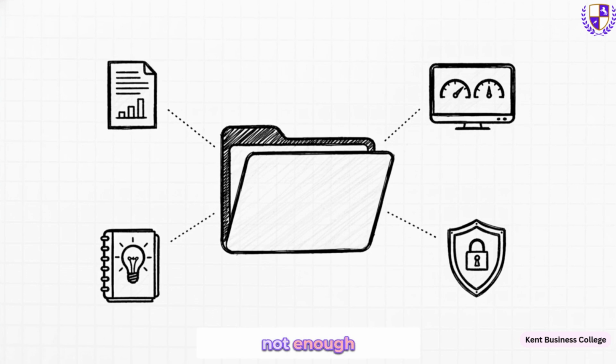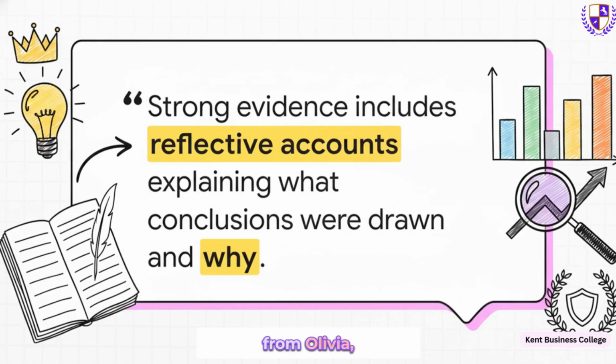And look, it's not enough to just show the final chart. You've got to show the raw data, the dashboards, and this is super important, your own reflective accounts explaining your process, your thinking. And of course, proof of GDPR-compliant data handling. That's completely non-negotiable. And this advice from Olivia is pure gold for every single apprentice out there. Doing the work is really only half the battle. For your portfolio, you have to prove you did it. And, critically, that you understood the why behind everything you did.